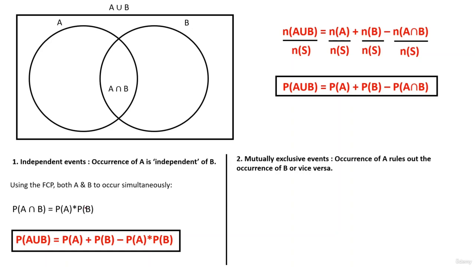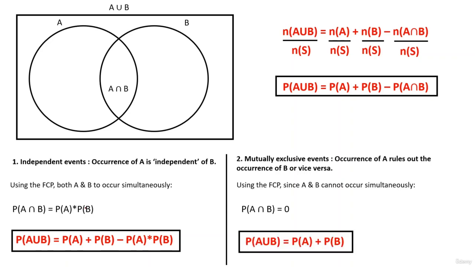Like if you have flipped a coin, you can't have heads and tail at the same time on the same face. So in this case, the probability of A intersection B will be equal to 0, or the probability of simultaneous occurrence of A and B is nothing but 0. So for mutually exclusive events, guys, the probability of either A happening or B happening is the sum of the individual probabilities, P(A) plus P(B). All right, so that's about the different types of events.